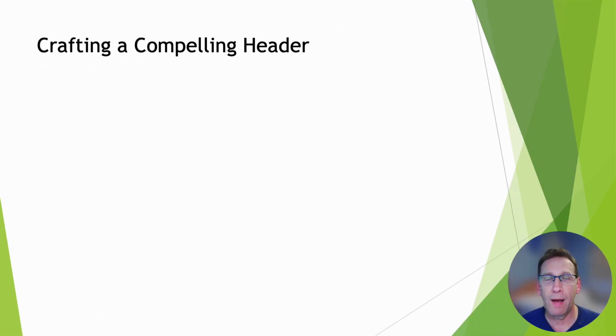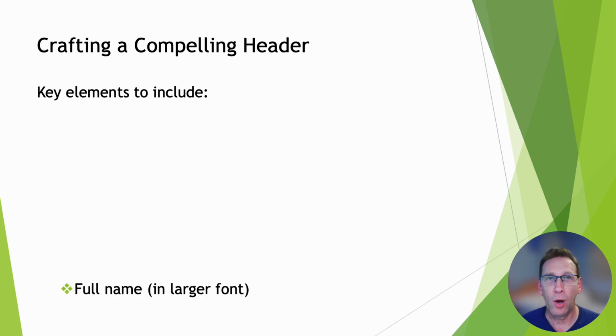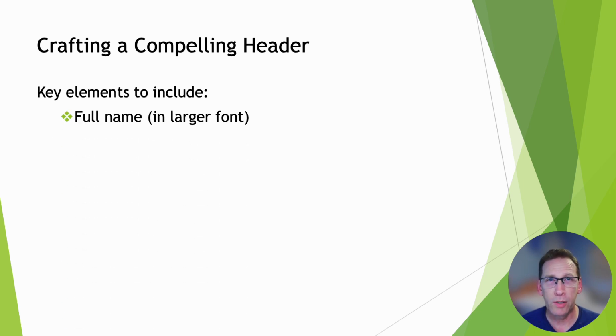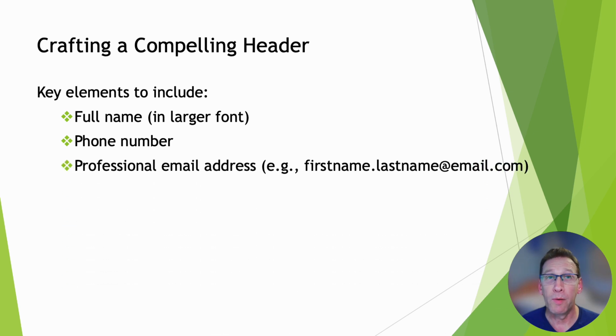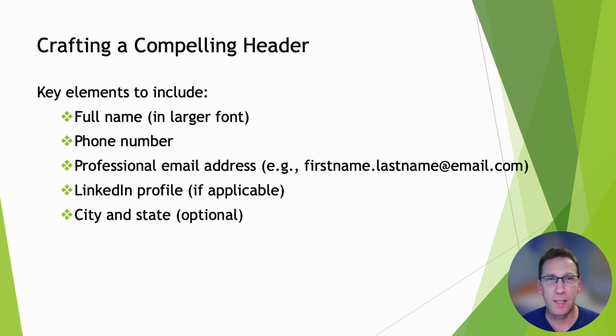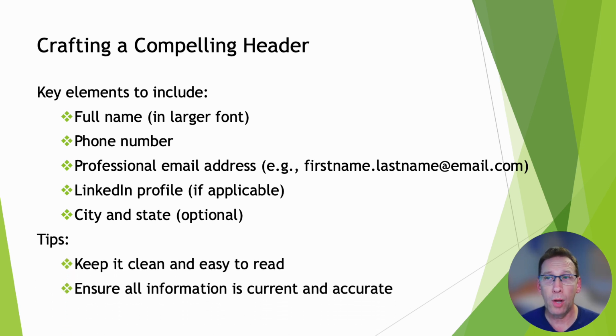First thing you've got to do is craft a compelling header, and the key elements to include are your full name in a larger font, your phone number, professional email address, for example, firstname.lastname@email.com, a LinkedIn profile, if you have one, the city and state, which are optional. Now, some tips. You want to keep it clean and easy to read and ensure all the information is current and accurate.